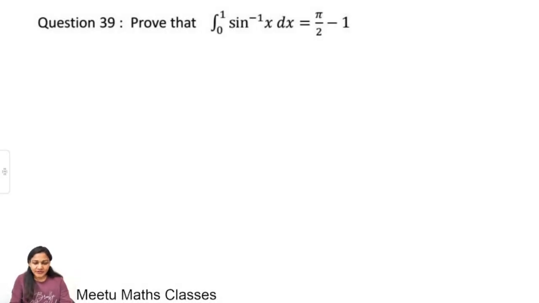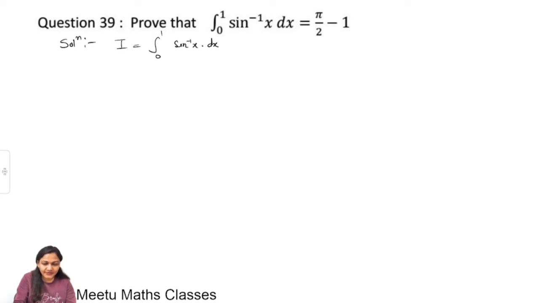Now your next question is question number 39, that is prove that the integral from 0 to 1 of sin inverse x dx is equal to pi/2 minus 1. Now to solve this integral, let I be the integral from 0 to 1 of sin inverse of x into dx. Now to integrate this function, we can use integration by parts. So consider sin inverse x as the first function and 1 as the second function.